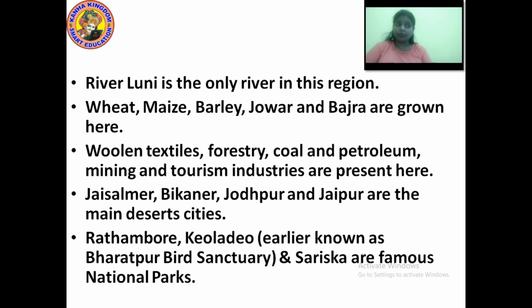Ranthambore, Keoladeo, previously known as Bharatpur Bird Sanctuary. Now the name has changed, it is Keoladeo. And Sariska, they are the famous national parks. Ranthambore is known especially for its tigers. Ranthambore, Keoladeo and Sariska are the famous national parks. Jaisalmer, Bikaner, Jodhpur and Jaipur are the main desert cities.